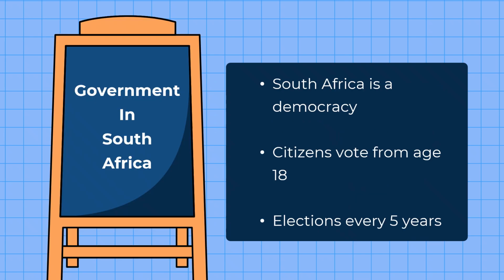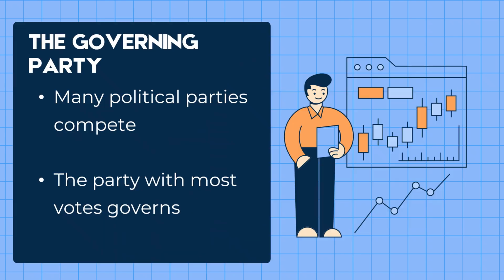South Africa is a democracy. This means that people of the country choose their leaders. Citizens who are 18 years and older are allowed to vote. Voting is important because it gives citizens a say in how the country is run. National elections are held every 5 years.